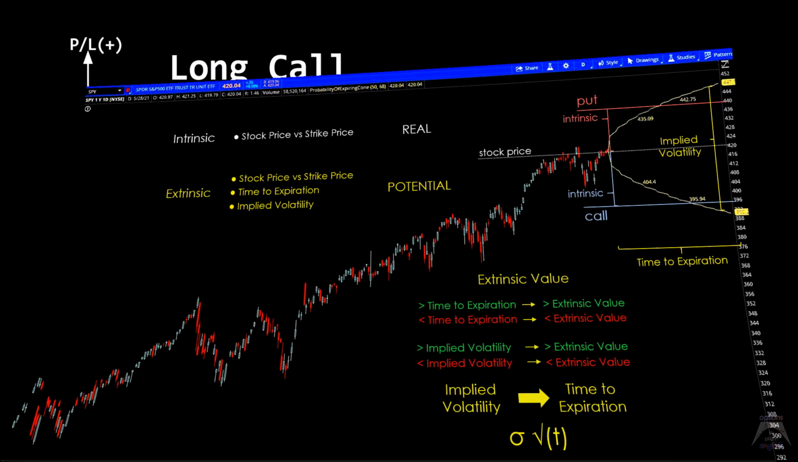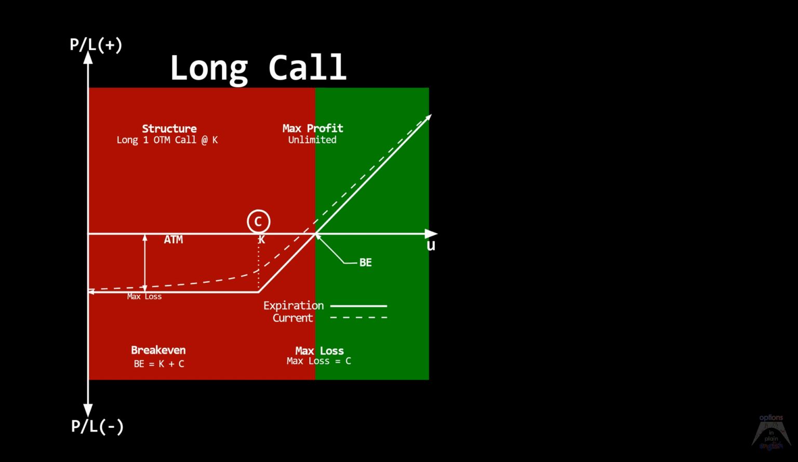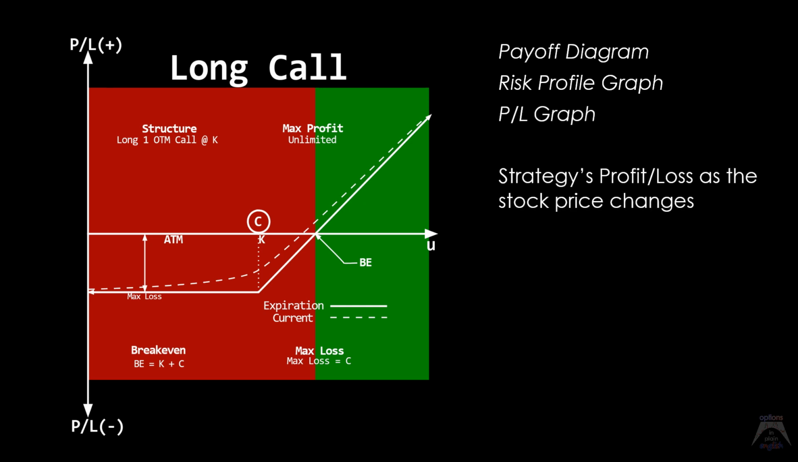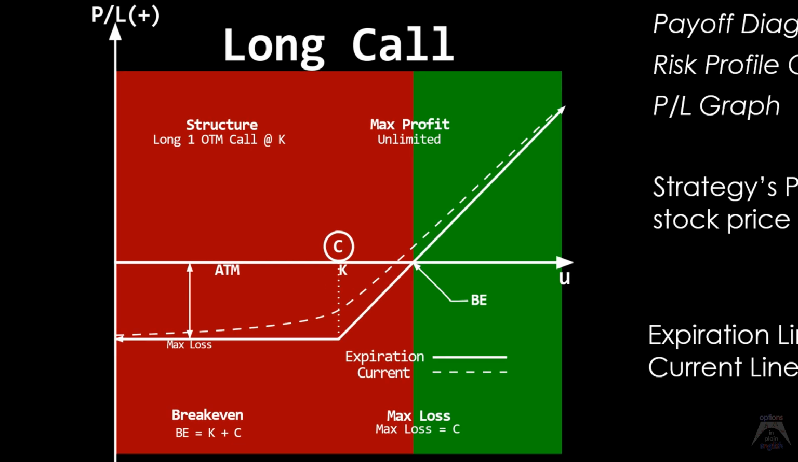You're probably familiar with a graph similar to this one, sometimes called a payoff diagram, a risk profile graph, or a P&L graph. It represents the option strategy's profit or loss up or down on the y-axis as the stock price changes on the x-axis, from left to right. On the graph, we can see both an expiration and a current line, both showing potential profits and losses.